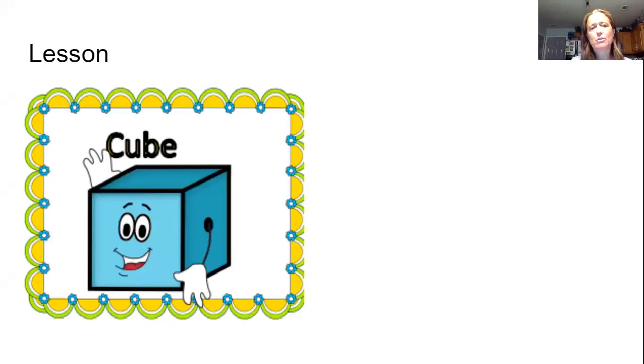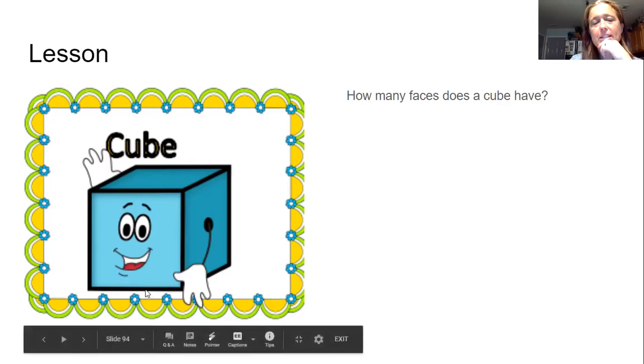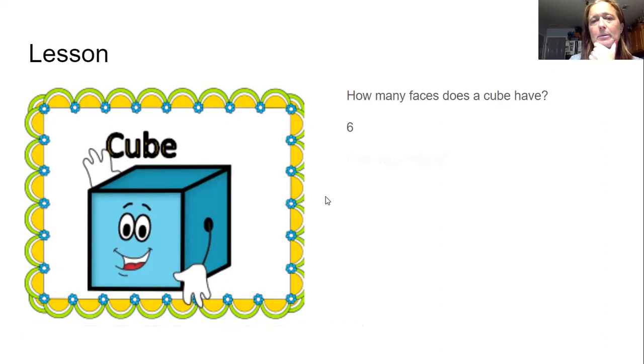All right, so a cube. How many faces does a cube have? Think about that for a moment. Remember, faces are these flat parts. So there would be a face here, one. Directly across from it is the one we can't see, two. This one is three. Directly across we can't see, that's four. This is five, and the one underneath we can't see is six. So there are six faces on a cube.